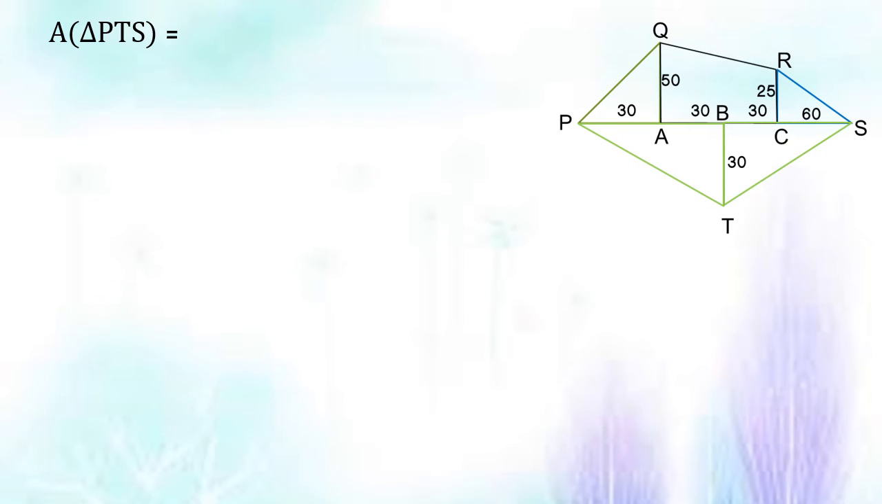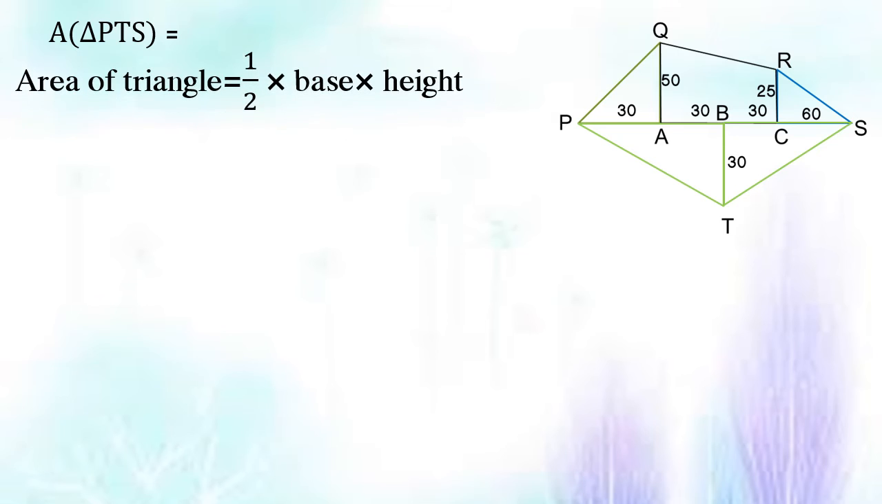Now, area of triangle PTS. Observe this figure carefully. Area of a triangle is equal to half into base into height. This formula we have learned already. This is a triangle where PS is the base and BT is the height, right? So this is the height of the triangle.